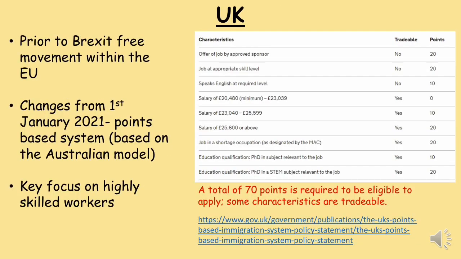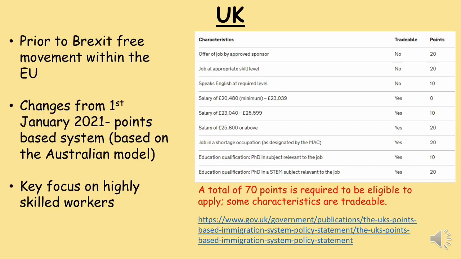We're now moving on to the UK. The UK is introducing a new system. When we left the European Union, we changed our migration policy. Before this, we had free movement within the EU. From the 1st of January 2021, we will have a points-based system similar to the Australian model, and the key focus is on highly skilled workers.